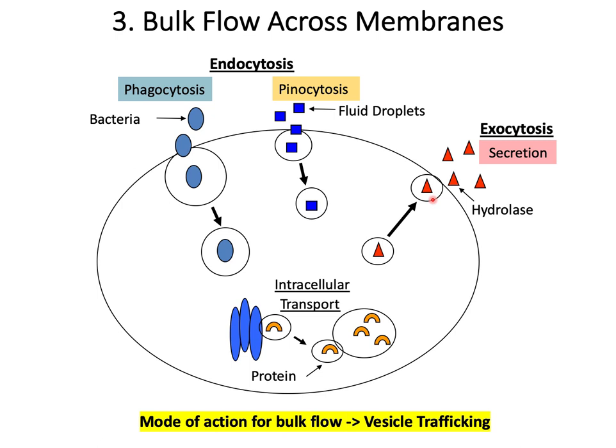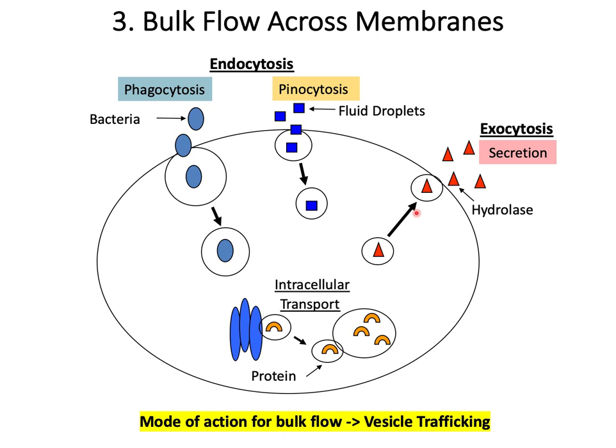Here are a couple of examples of bulk flow. When the cells internalize very large particles such as bacteria, the process is known as phagocytosis. When the cells move large fluid droplets across the membrane, this is known as pinocytosis, sometimes called fluid phase endocytosis, and that is an example of bulk flow. There are a number of cells that will secrete proteins, so exocytosis or secretion in this form is also known as bulk flow. And the proteins are moved between the organelles within the cell, which is also another example of bulk flow. All bulk flow is mediated by vesicle budding and fusion.